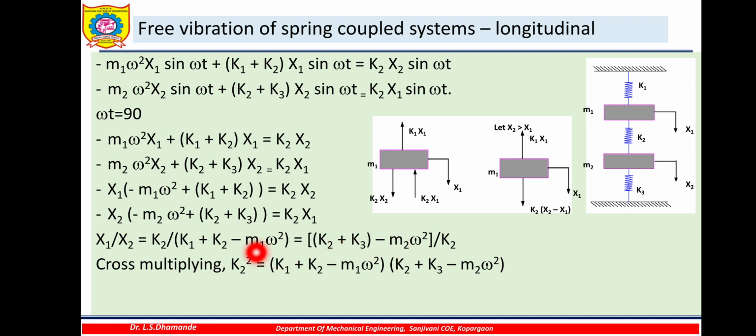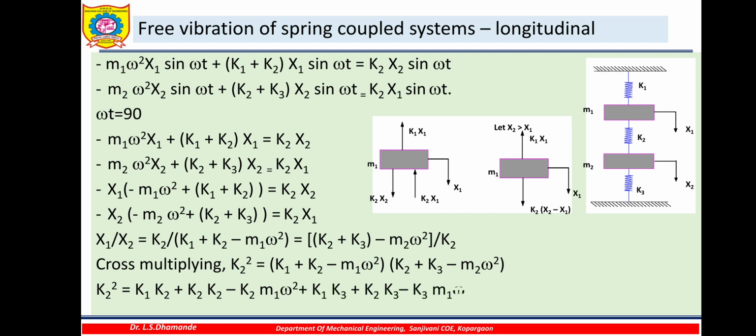Once it is equated, we have to do the cross multiplication. In this case k2 is in the denominator, and here k2 is in the numerator. If I move it to the left side, it becomes k2 square, which is equal to the remaining two terms being multiplied, k1 plus k2 minus m1 omega square and k2 plus k3 minus m2 omega square. Now I will multiply each of these terms separately: k1 into k2, the first term of this bracket and the first term of the other bracket, so k1 k2, then k2 multiplied by k2, then minus k2 m1 omega square. Like this I will multiply each of these terms and I will get this particular equation.